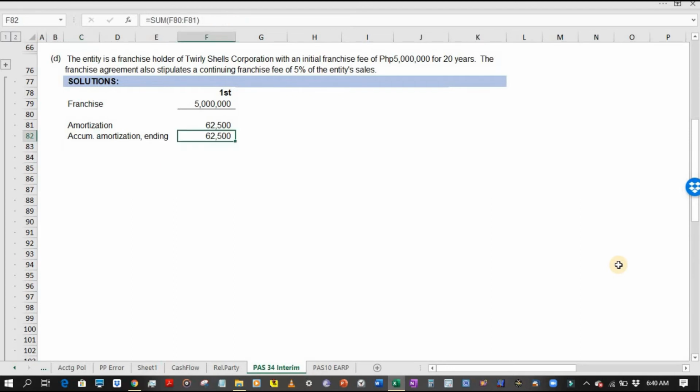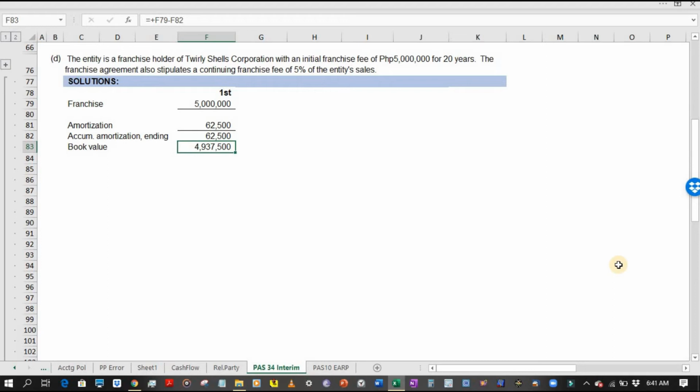So the ending balance of our amortization as of the end of the first quarter is 62,500. To get the net book value of the franchise that will appear in the statement of financial position as of March 31 of the current year, that will be 5 million less 62,500. So the book value of the franchise in the statement of financial position as of the end of the first quarter is 4,937,500. And of course, the 62,500 amortization expense shall appear in the income statement for the first 3 months of the current year, and that is the first quarter.